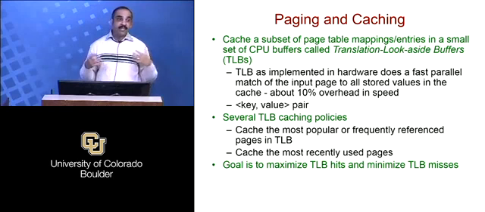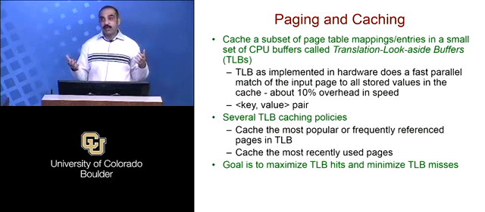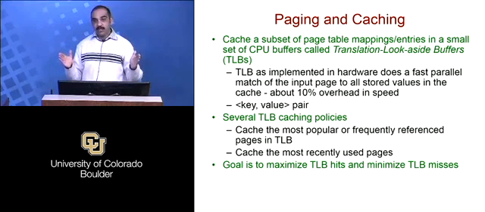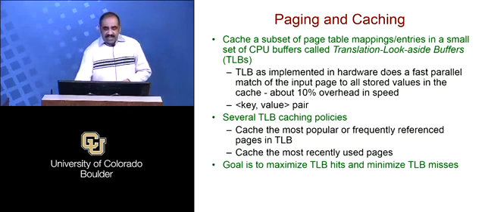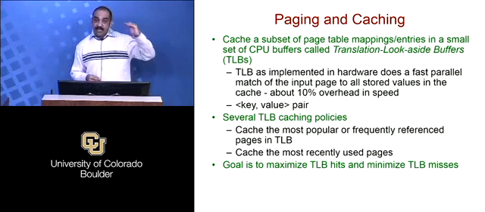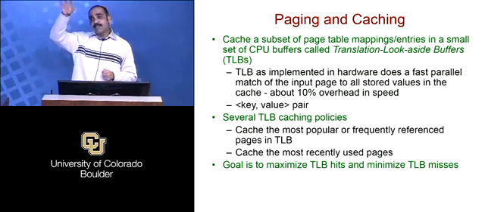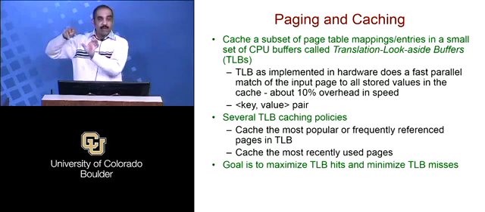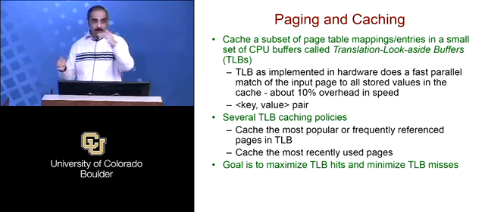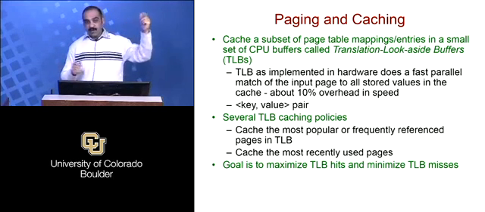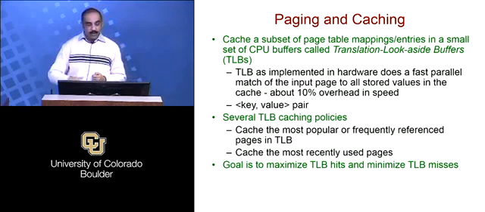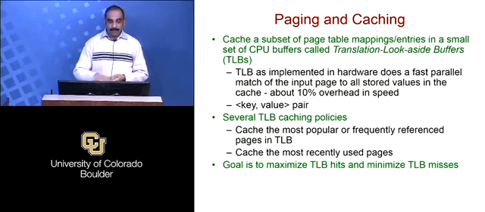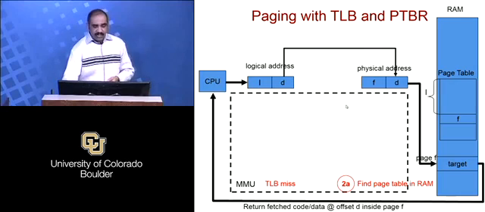TLBs are provided so that you can do this mapping from logical address to physical address using page tables very fast. TLBs are implemented in hardware, and they allow you to do a parallel search. You can imagine a TLB simply as a table: one column is the page number, the other column is the frame number, and you have several rows. In hardware, given a page number, you do a parallel search and you get a hit. That search is very, very fast. So this is basically how it works.